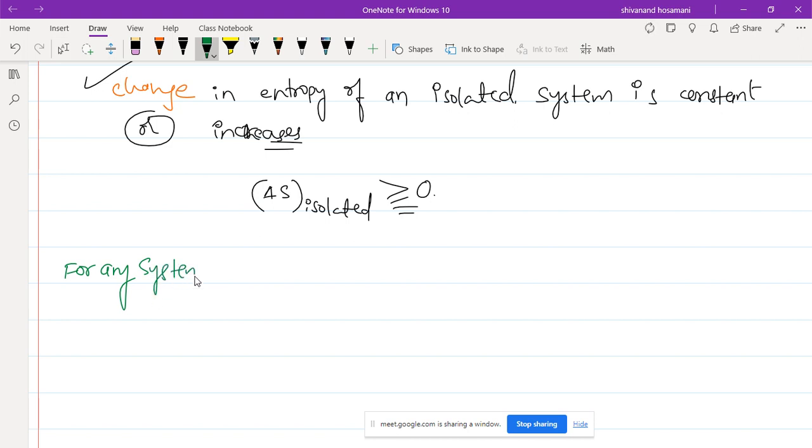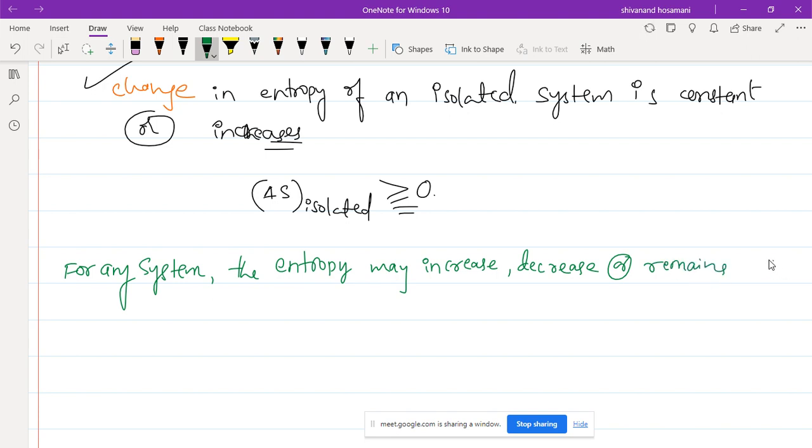For any system the entropy may increase, decrease, or remain the same. But the entropy of an isolated system never decreases. So remember, for any system it may increase, decrease, or remain the same. For an isolated system, it is always increasing.